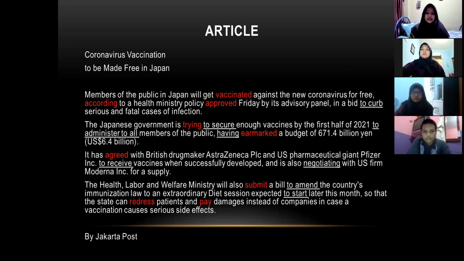The first one is vaccinated. I chose vaccinated because the subject is Japan. For the second one, I chose according, because in that sentence the verb is finite. A finite verb can stand by itself. Finite verbs are sometimes called main verbs or tense verbs, and this is one of them, according.